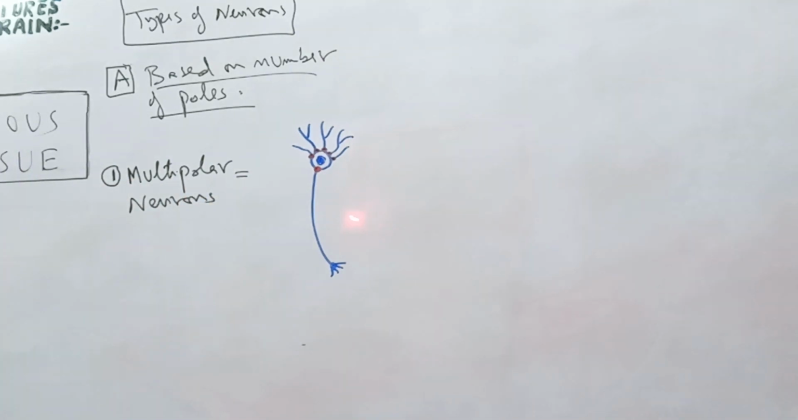For example, here you can see an example of a multipolar neuron, a cell body having several dendrites and one axon, and the point of the cell body from which a process arises is called a pole. Because there are several neurites, several branches, there are multiple poles. Such neurons are known as multipolar neurons.